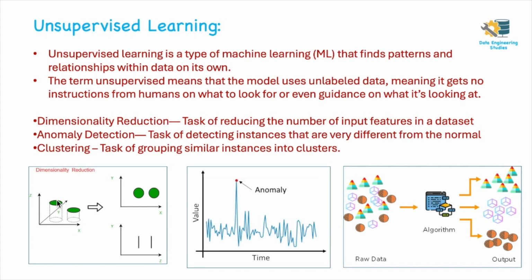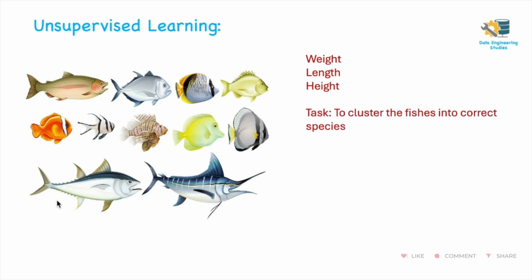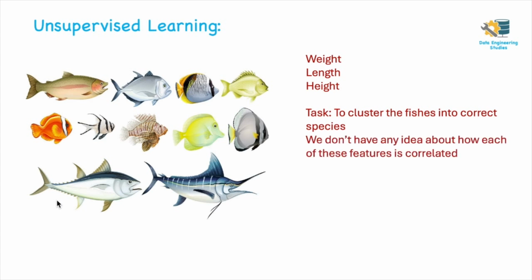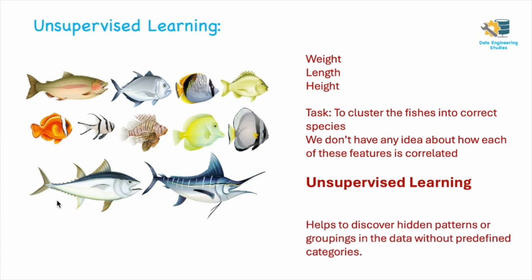Now let's see a use case on when we can use unsupervised learning. Let's assume that we have different types of fish and we have information on weight, length and height of each fish. With this information, our task is to cluster the fish into correct species. We don't have any idea on how each of these features are correlated. For this type of data, our go-to solution is unsupervised learning. Unsupervised learning helps to discover hidden patterns or groupings in data without predefined categories.